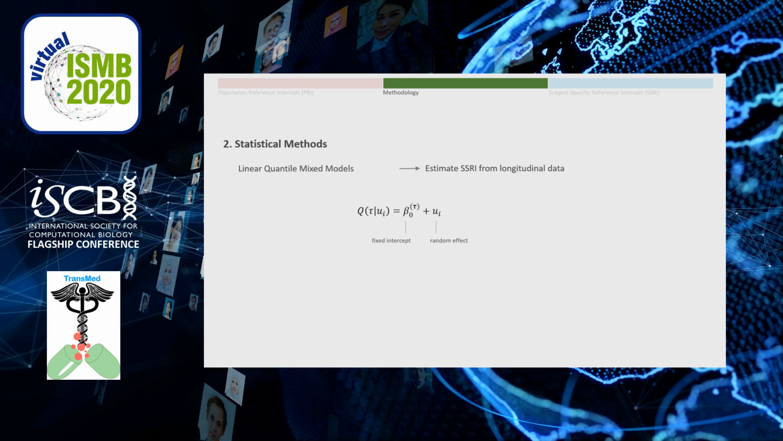For the longitudinal data, we fitted linear quantile mixed models in order to derive the 2 bounds of the subject-specific reference intervals, or SSRI. The model includes 1 fixed intercept, specific at a certain level of quantile tau, and 1 random effect. The sum of this fixed intercept and this random effect corresponds to the SSRI for subject i, in which when tau is equal to 0.025, we have the lower bound of SSRI, and when tau is equal to 0.975, the upper bound of SSRI is obtained.